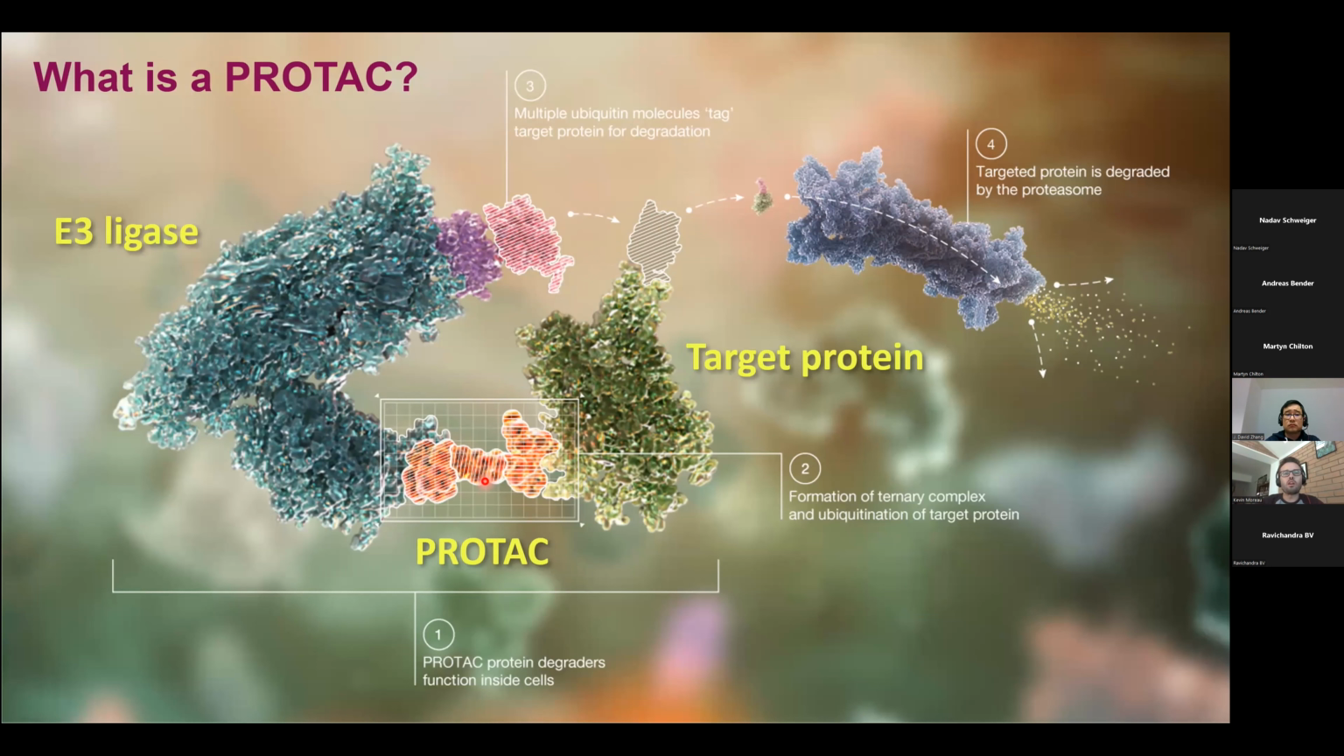It contains 3 arms. The first one has a small molecule binder of the target protein that you want to degrade. Then on the other side, you have a small molecule binder of the E3 ligase, and these two are linked via a linker region.